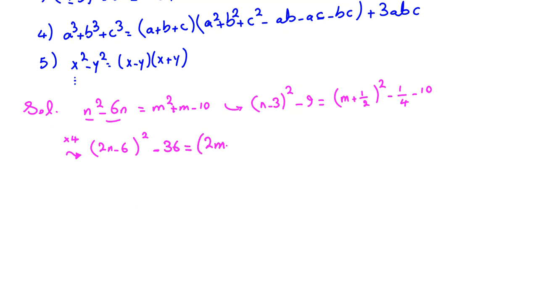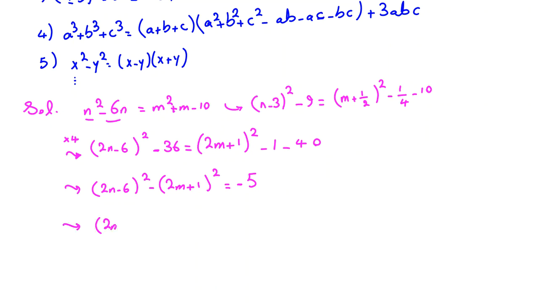equals 2m plus 1 whole squared minus 1 minus 40. Then we take these to the left hand side: 2n minus 6 squared minus 2m plus 1 squared equals what? 36. It will be plus 36, negative 4, negative 5. Okay. Now here we can multiply by negative 1, then it will be 2m plus 1 whole squared minus 2n minus 6 squared equals 5. We've multiplied both sides by negative 1.